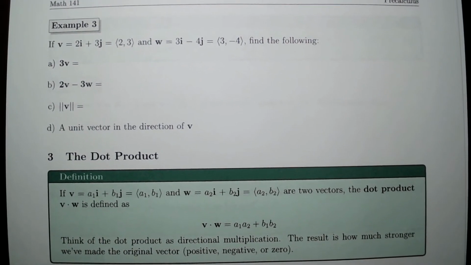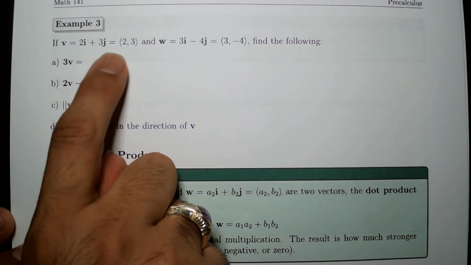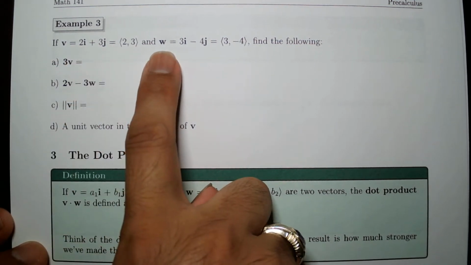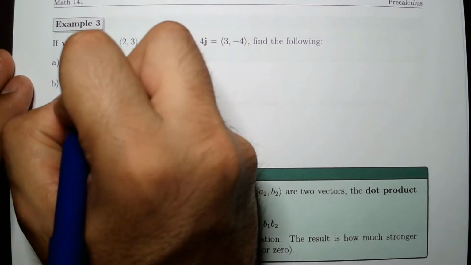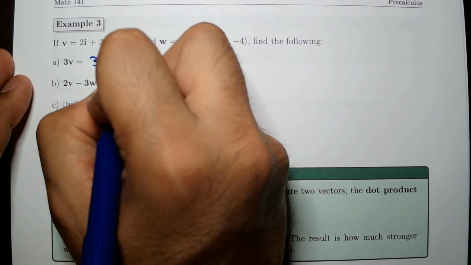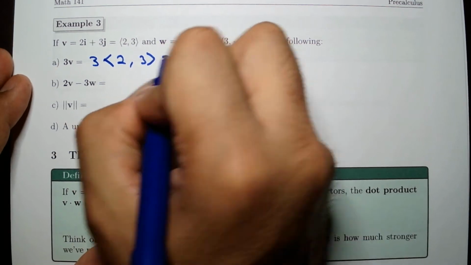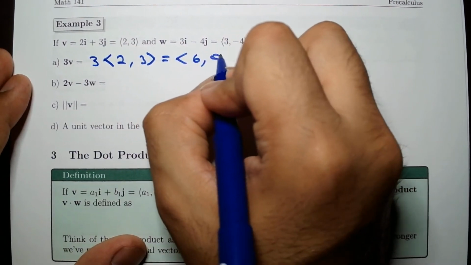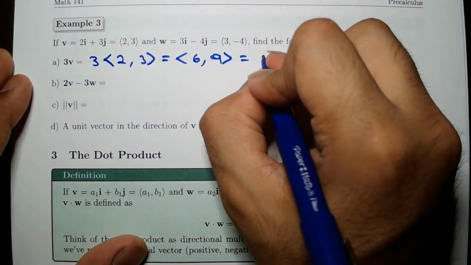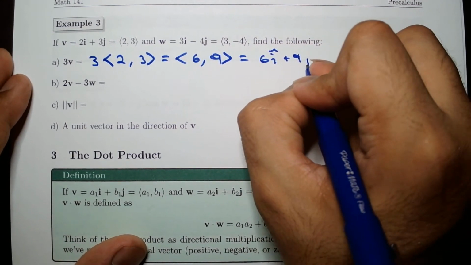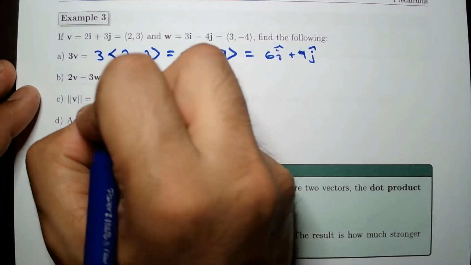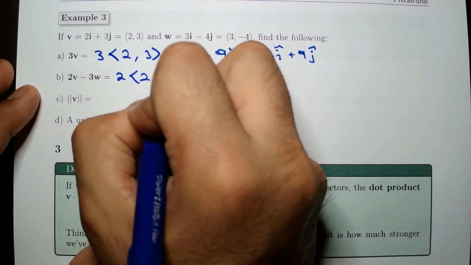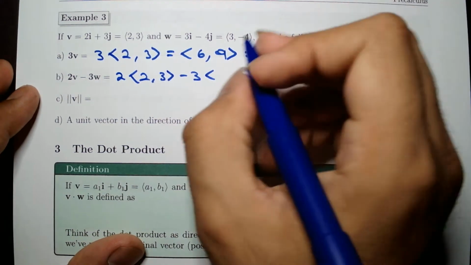Let's do some operations with vectors. We have a couple of vectors, v equals 2i plus 3j, and vector w equals 3i minus 4j. Let's find each of the following. 3v: all we do is 3 times 2, 3. 3 times 2 is 6, and 3 times 3 is 9. Then we rewrite as 6i plus 9j. Keep in mind we have two different notations. Next, 2v minus 3w.